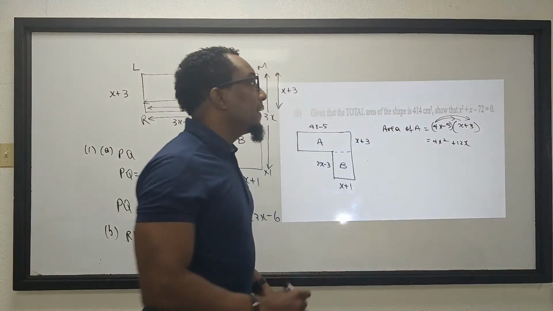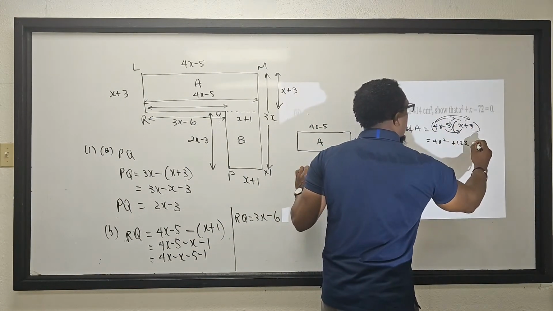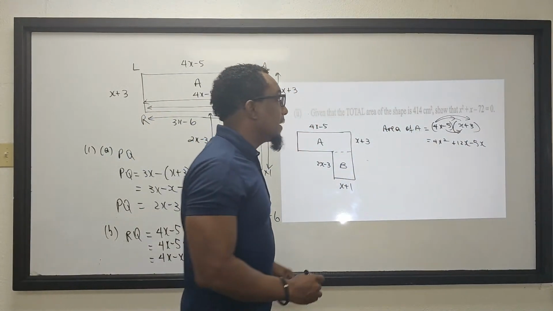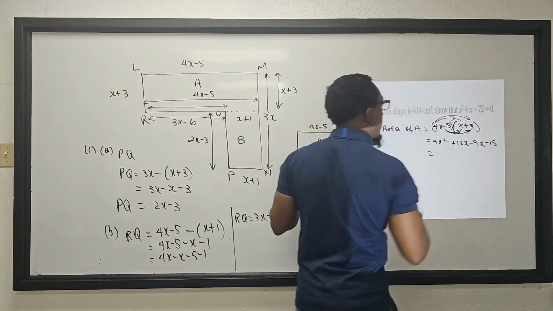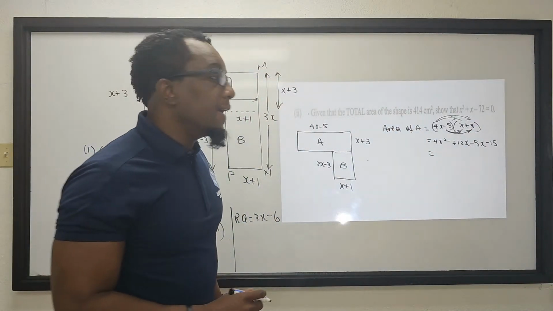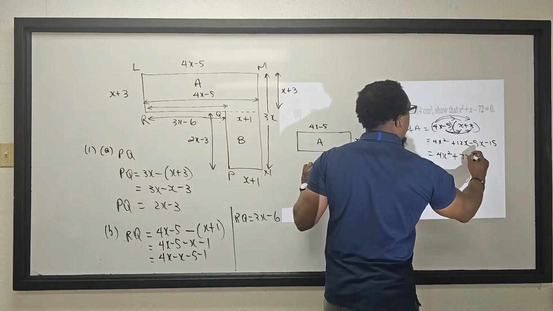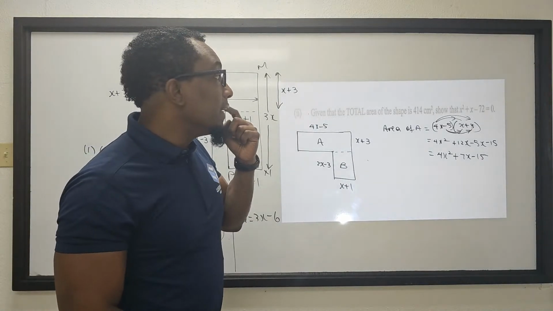Then I'm going to multiply negative 5 by x to give me negative 5x. And I'm going to multiply negative 5 by positive 3 to give me negative 15. And therefore, when we simplify, this will become 4x squared plus 7x minus 15. So that's the area of A. So we have found the area of A.